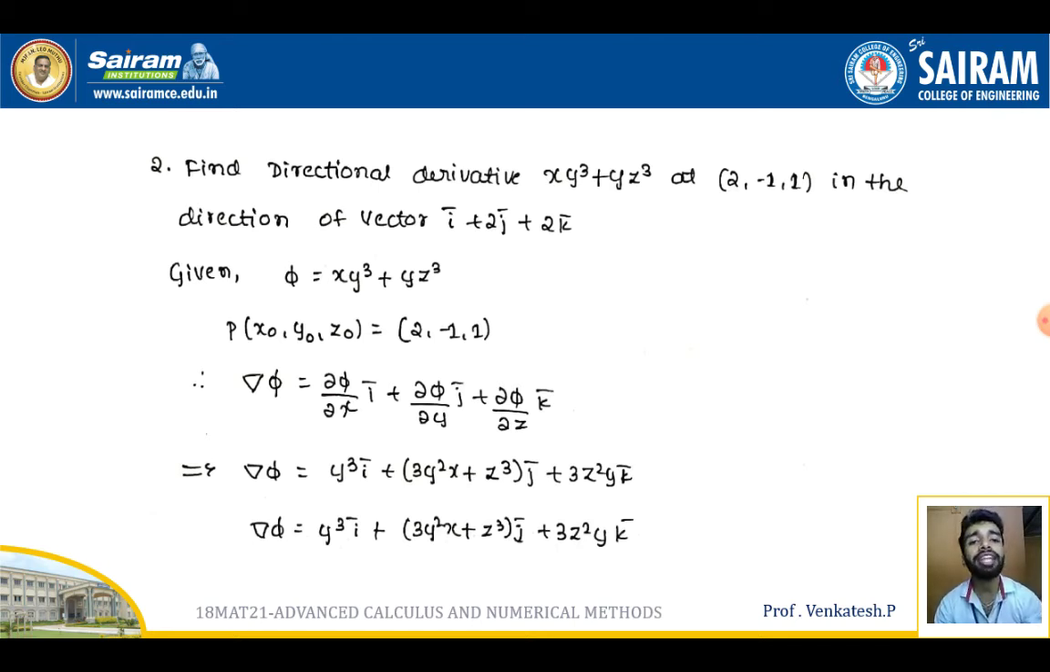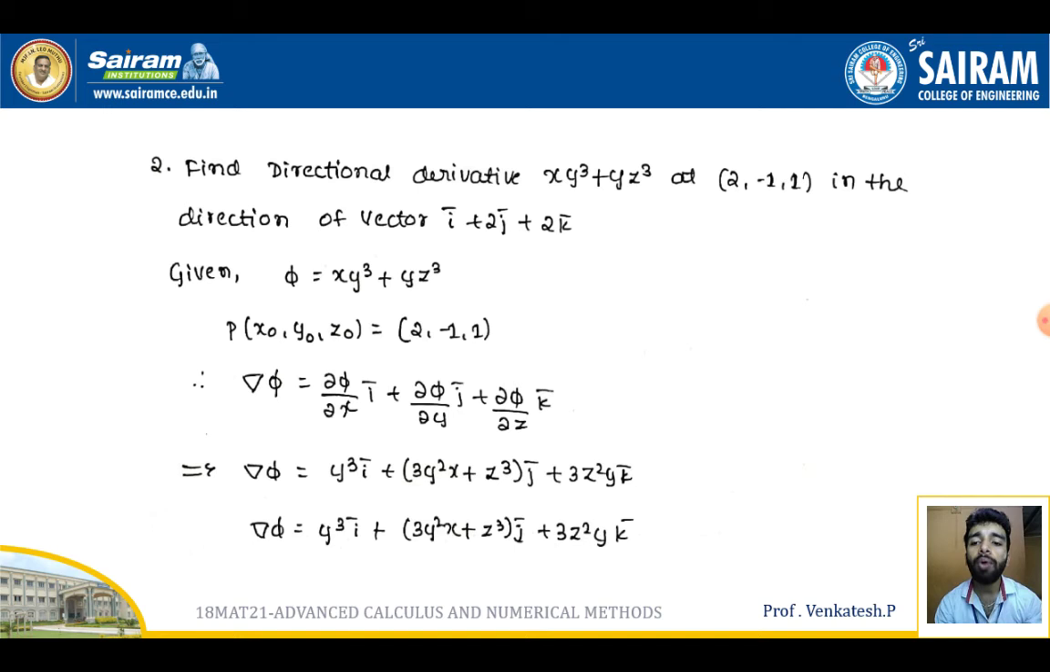To find the directional derivative, I must have the gradient of the given phi. So del phi is given by what? Dou phi by dou x i cap plus dou phi by dou y j cap plus dou phi by dou z k cap. So I'll be getting dou phi by dou x will be y cube, dou phi by dou y will be 3y square x plus z cube j cap, and dou phi by dou z will be 3z square y into k cap.